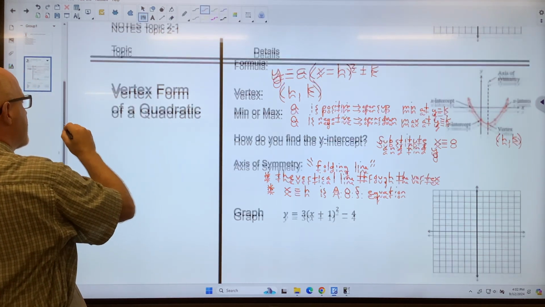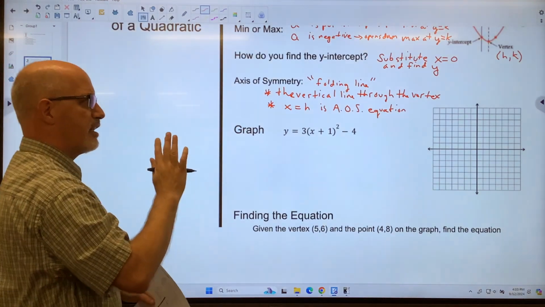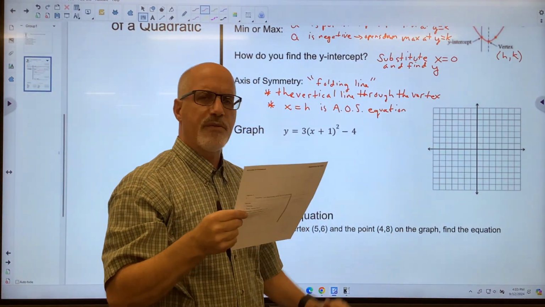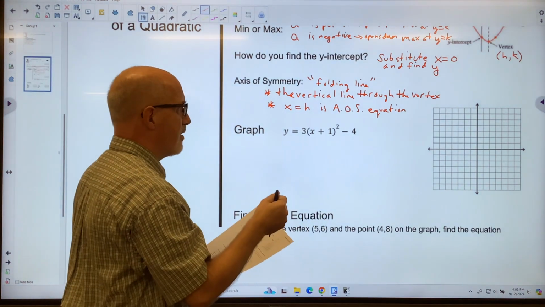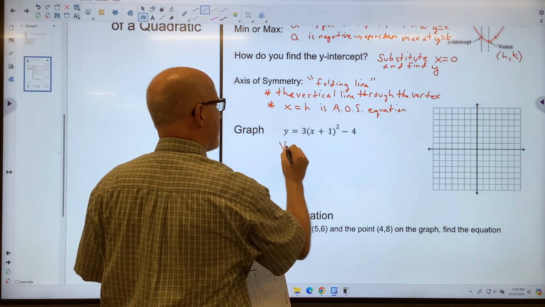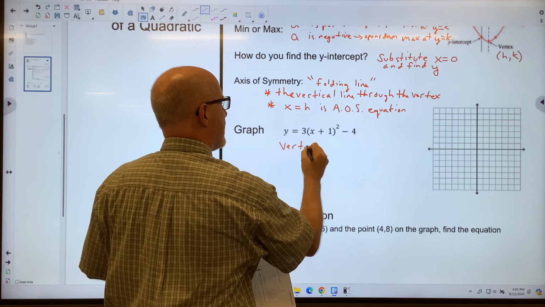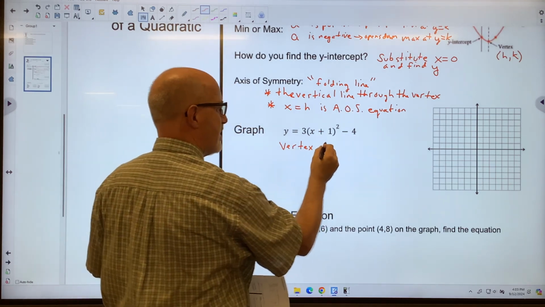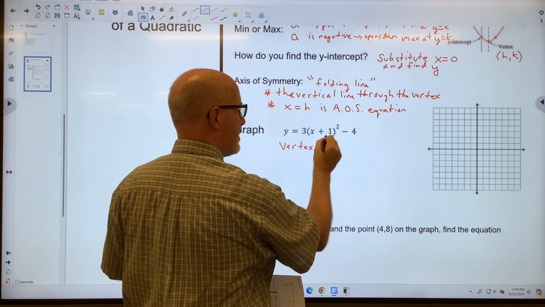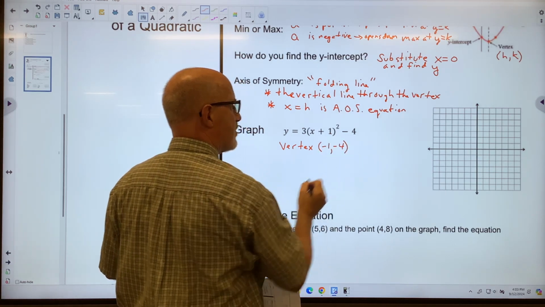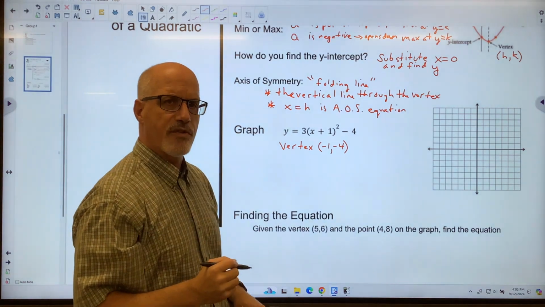Okay, now looking at this graph, we're going to use this information and list it. So first of all, let's just start listing the information here for the graph. So let's list the vertex. Remember, the vertex is the opposite of the number inside and the number on the outside. So -1, -4 is your vertex.